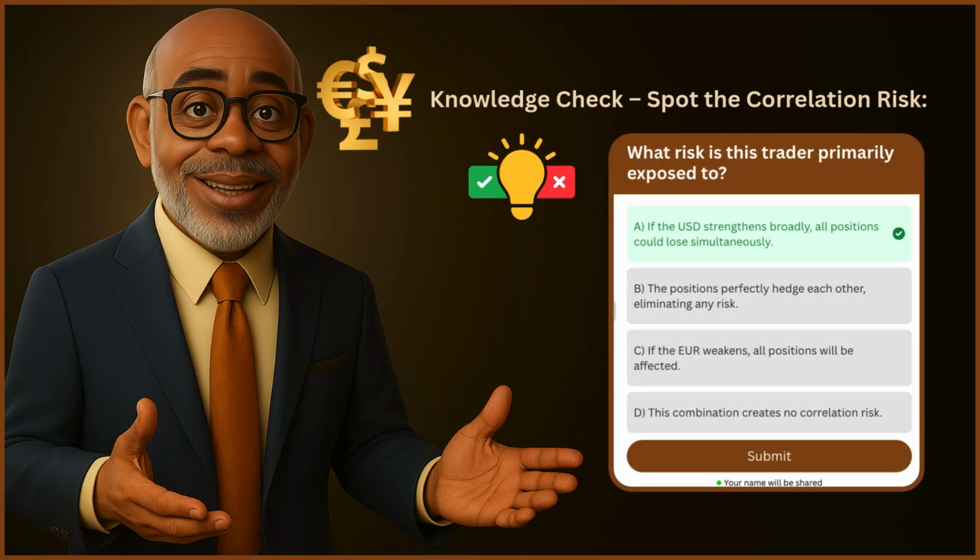The correct answer is A. If the US dollar strengthens broadly, all positions could lose simultaneously. Even though the trades involve different pairs, they're all highly correlated because each position is essentially a bet against the US dollar. This creates significant correlation risk and can magnify losses if the dollar moves the other way.